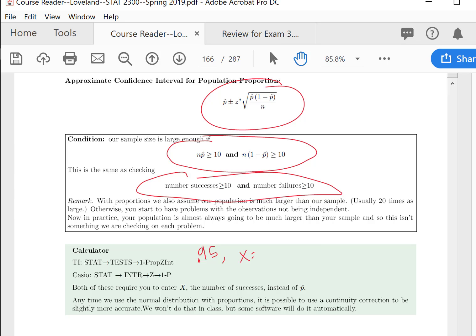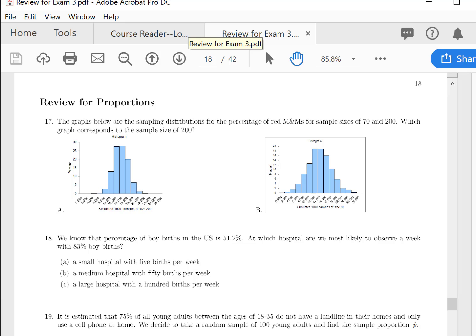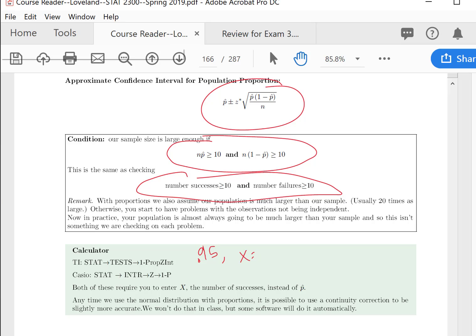And you're going to have to make sure you put in x, which is 51 people, and n, which is 85 students. When I do that, I get that my interval goes from 0.4958 to 0.7041. So that's the interval I get. Again, all I had to do is find the 1 proportion z interval in my calculator, do 0.95 for the level, x is 51, n is 85, and I get my confidence interval.